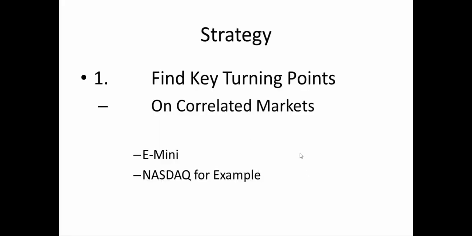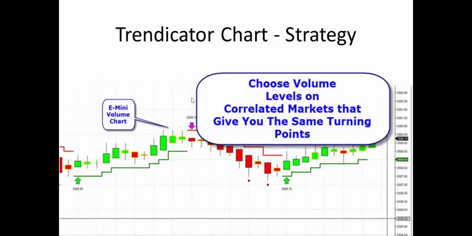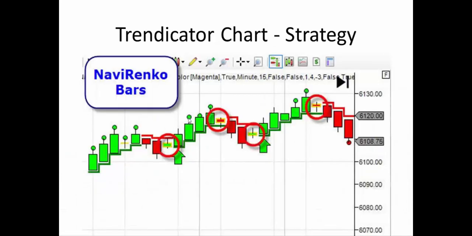One of the things I like to do with my trading is find the key turning points on correlated markets. So if I know that the E-mini and the NASDAQ are correlated, I can use our tools to find those key turning points. If I get both markets turning at the same time, then that's a very strong probability trade. These are the Trendicator charts. It's the E-mini.